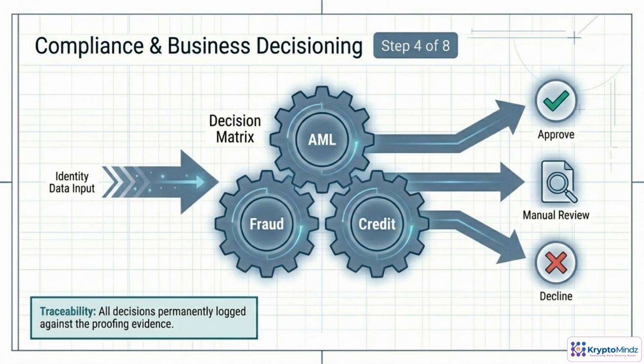With the user's identity data and proofing results in place, the bank feeds them into several decision engines. Typical ones are AML screening, fraud detection, and credit risk. Each engine contributes to an overall decision matrix. If the combined outcome is positive, the customer is automatically approved. If something is unclear or risky, the case goes to manual review, and in high-risk situations, the application is declined. Every decision is logged so it can be traced back to the underlying evidence.